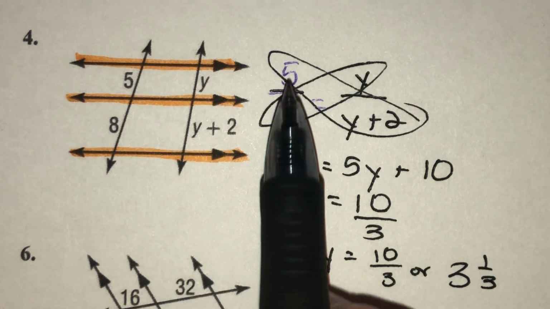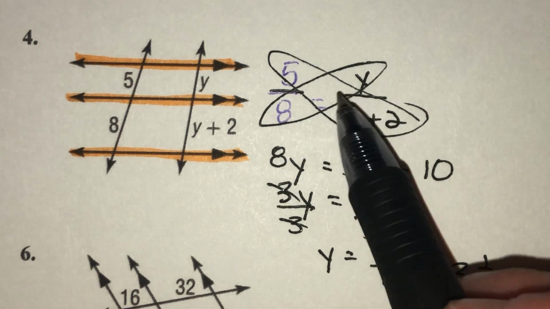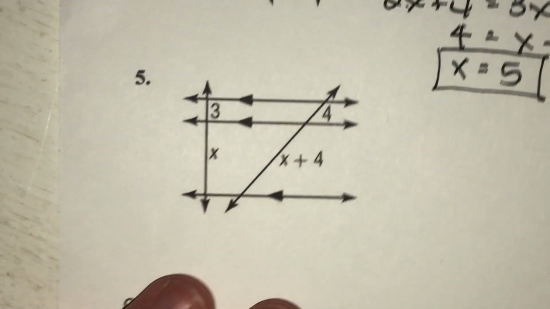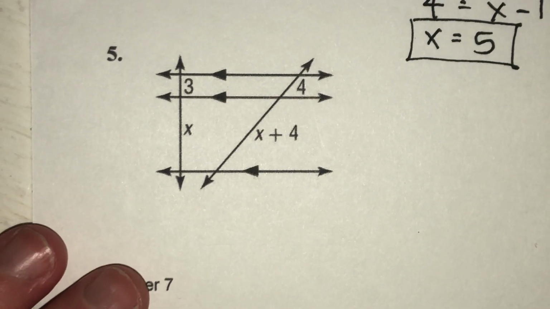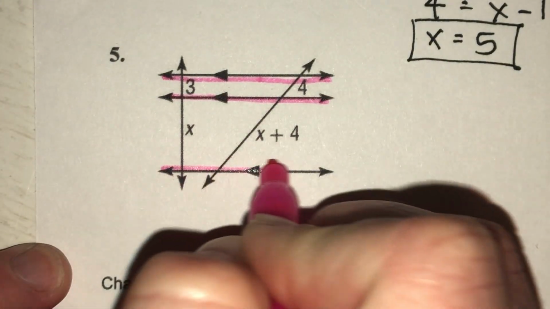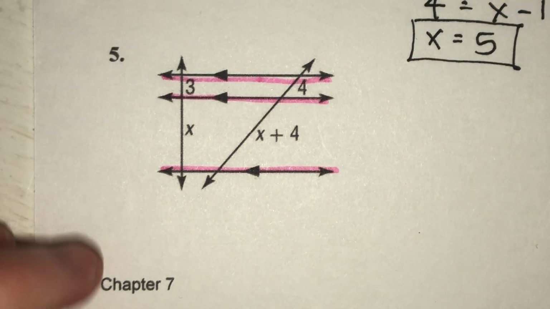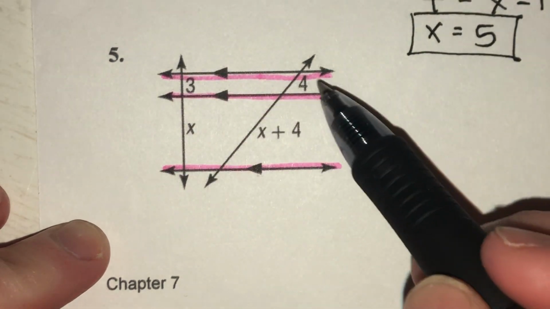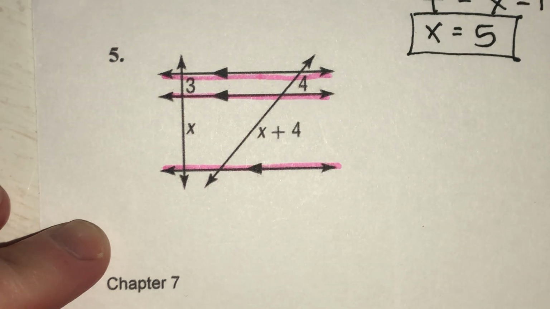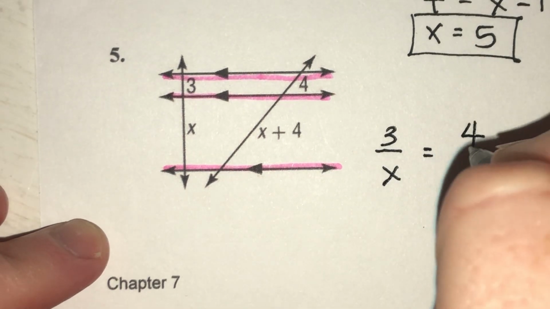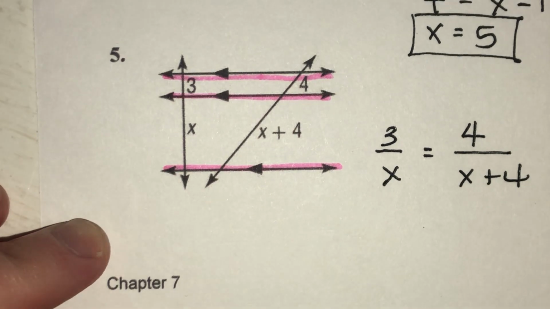Yeah, because 5/8 is a weird fraction. Y plus 2. Yeah, I did that right. I'm just double checking my math. All right, and then number 5. Okay, again, mark off your parallel lines. And then it's easy to see your sections. So this line is going to have the same proportion as this line. So little over big is going to be equal to little over big. So I'm going to write 3 over x is equal to 4 over x plus 4.